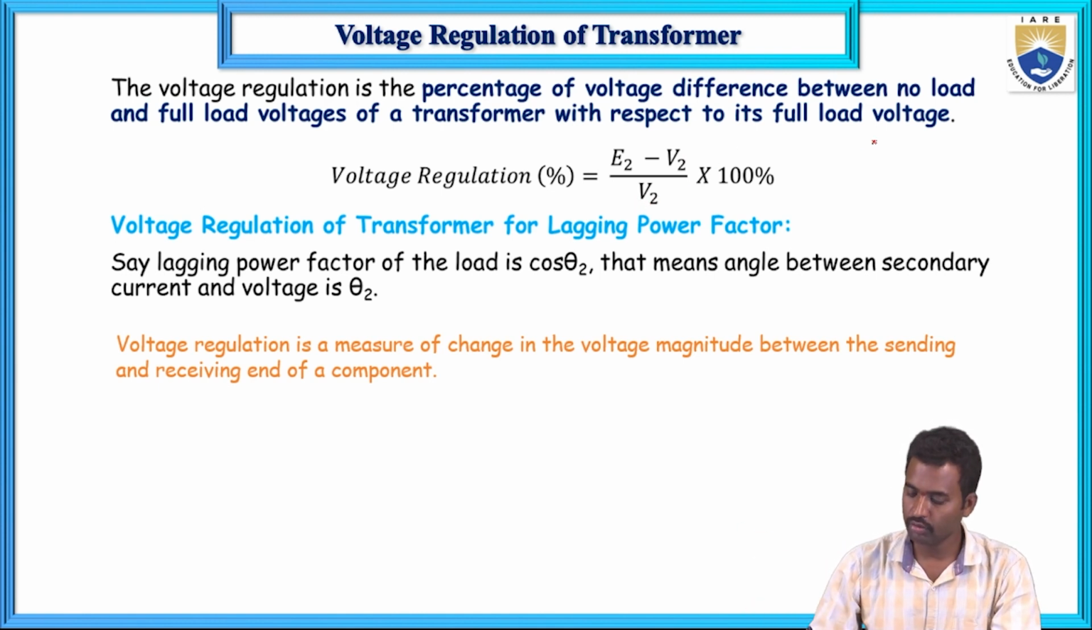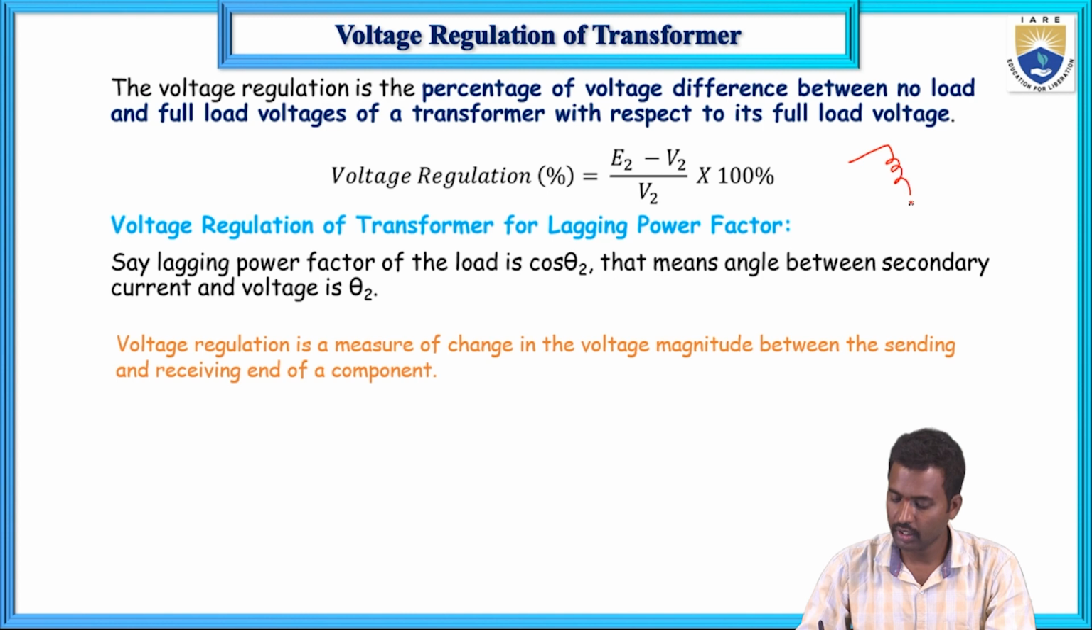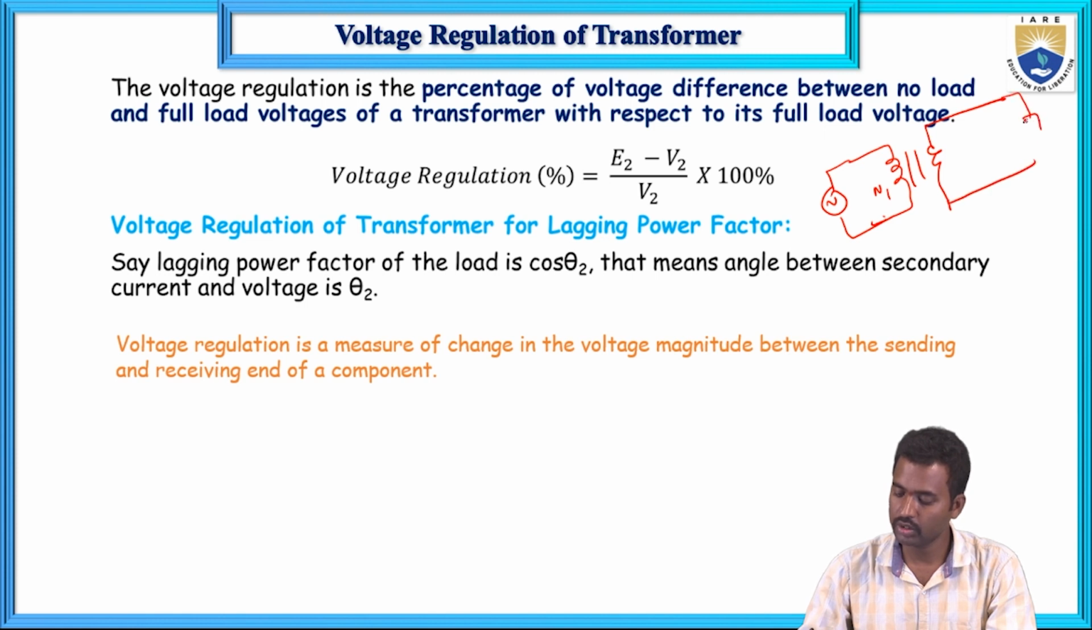Now if you draw the transformer, this is the transformer side. The winding which is connected to the supply is known as the primary winding, with turns N1, and the winding which is connected to the load is known as the secondary winding. The secondary winding turns are N2. The primary winding voltage is V1 and the primary current is I1.